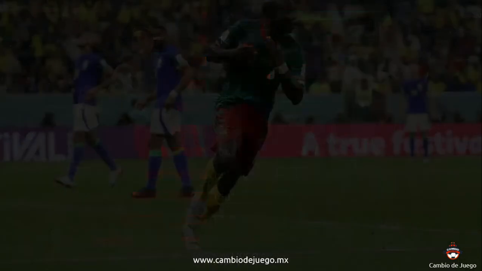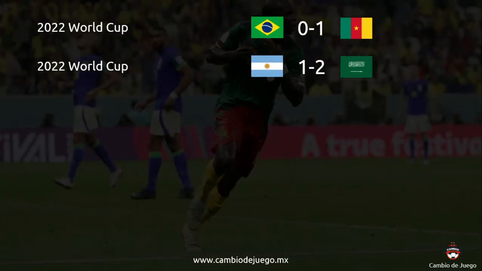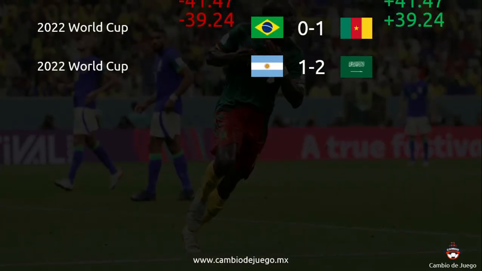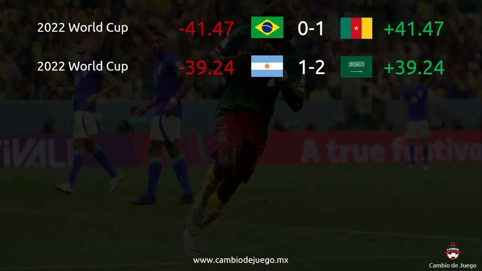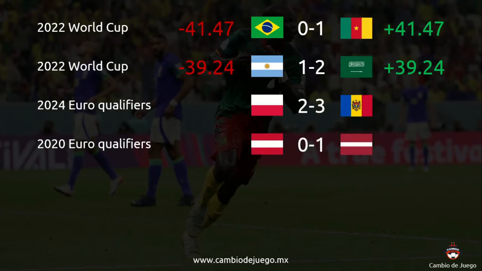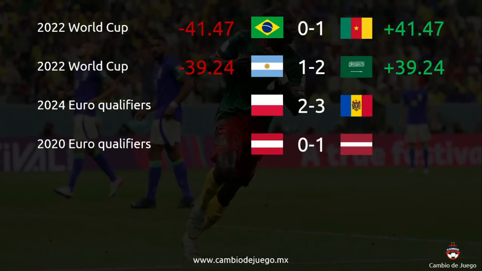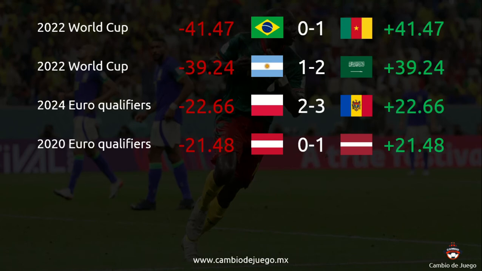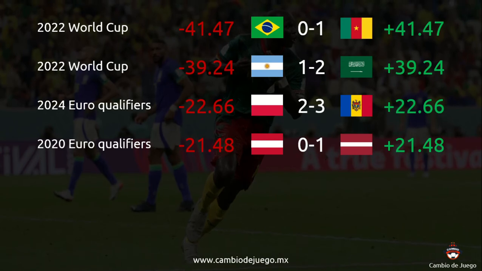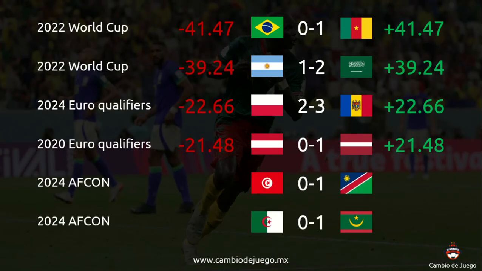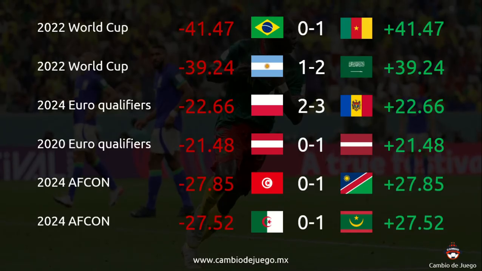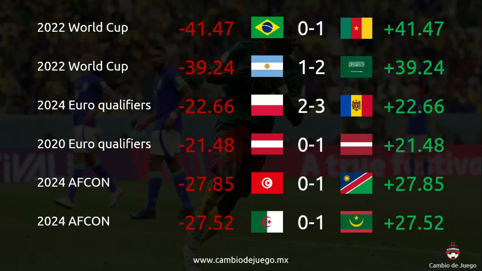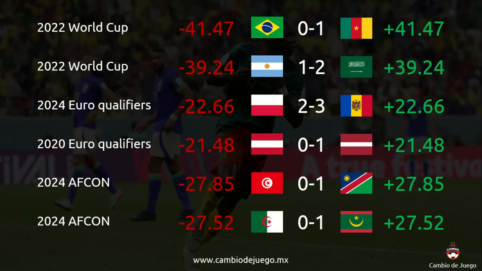At the last World Cup, Brazil and Argentina's shocking defeats to Cameroon and Saudi Arabia respectively cost them more than 39 points each. Other competitions have also produced huge exchange of points. When Poland and Austria lost to Moldova and Latvia in the qualifiers for the Euros, they lost more than 20 points. Continental competitions have also had their fair share of shocking results. Tunisia and Algeria lost more than 27 points each after being defeated by Namibia and Mauritania at the most recent African Cup of Nations.